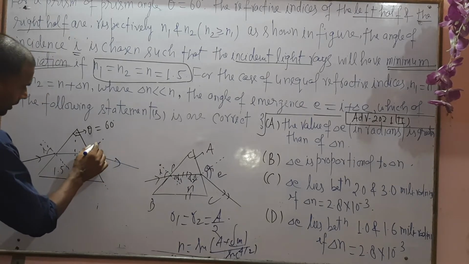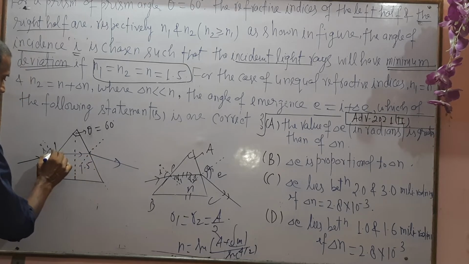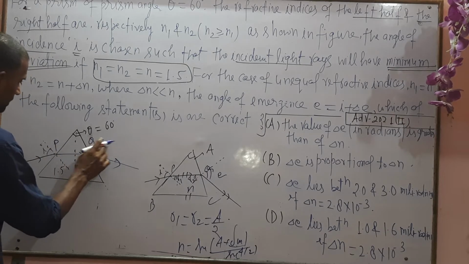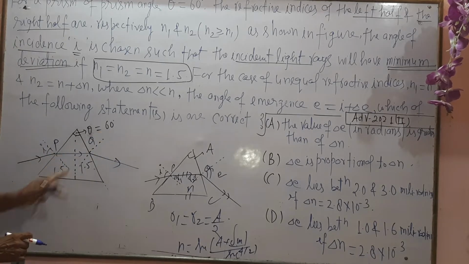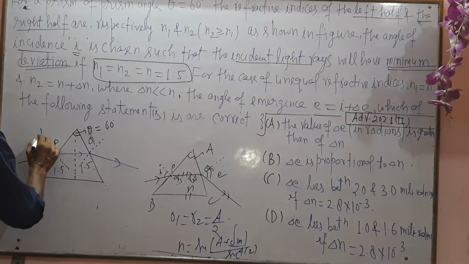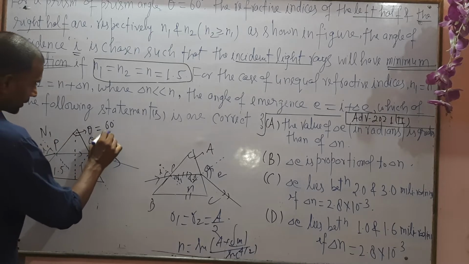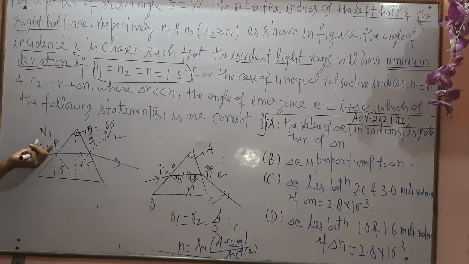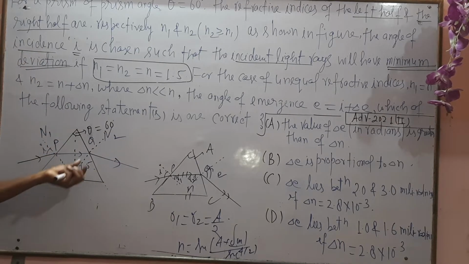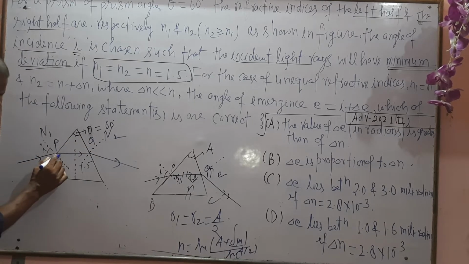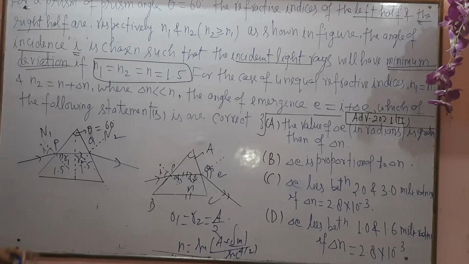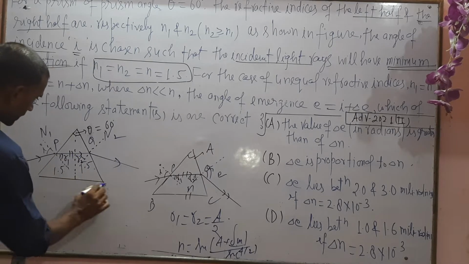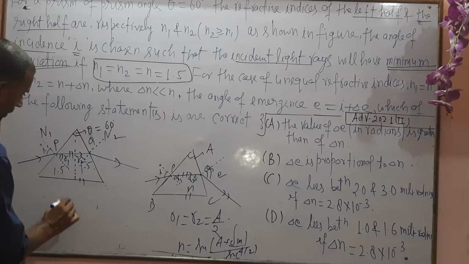Draw the normal at this point. This is the P point, let us suppose. This is the Q point. This is the normal N1 and this is the normal N2. This is the normal N1 at point P, and this is the normal N2 at point Q. Also, let us suppose this is R1, and this is R2. For minimum deviation, that ray will be parallel to the baseline.